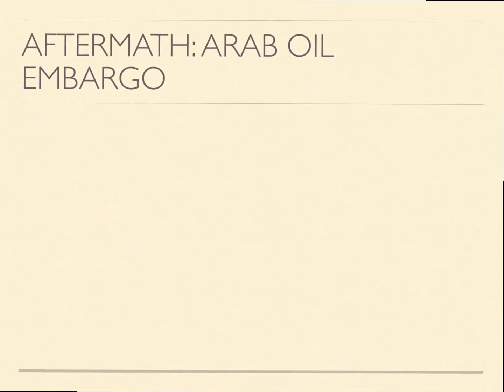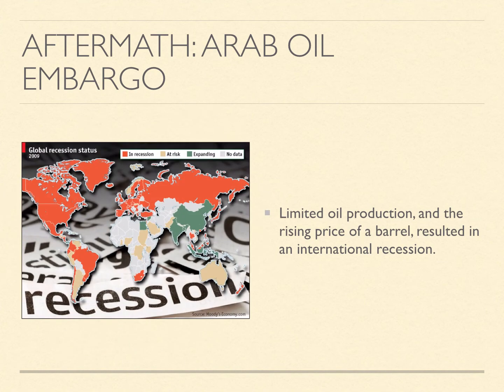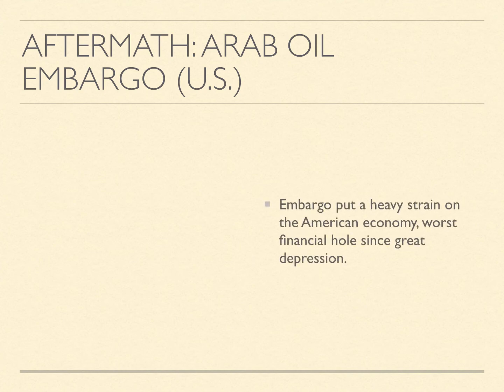After the oil embargo took place, and once OPEC limited oil production and raised the price of a barrel of oil, it resulted in an international recession. Also, during the aftermath of the Arab oil embargo in the US, the embargo put a heavy strain on the American economy, which was one of the worst financial holes that the US has been in since the Great Depression.